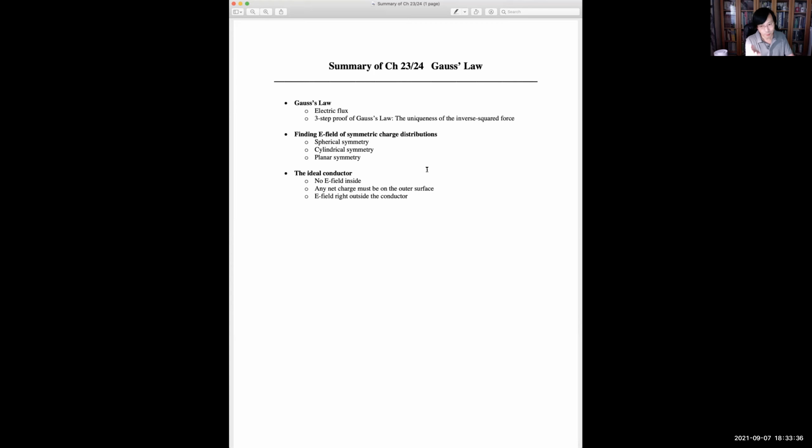Except for one special case, that is the ideal conductor. In the case of an ideal conductor, you can draw important conclusions from Gauss's law without any symmetry. So what's an ideal conductor? It's a material which can conduct electron flow without any impedance.